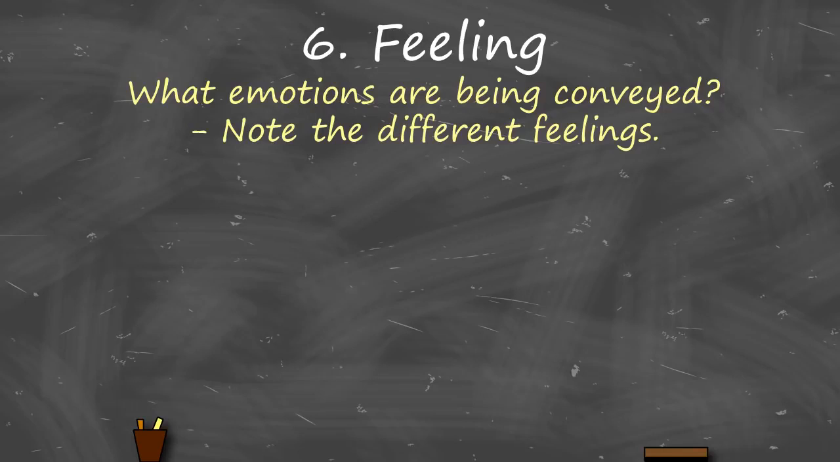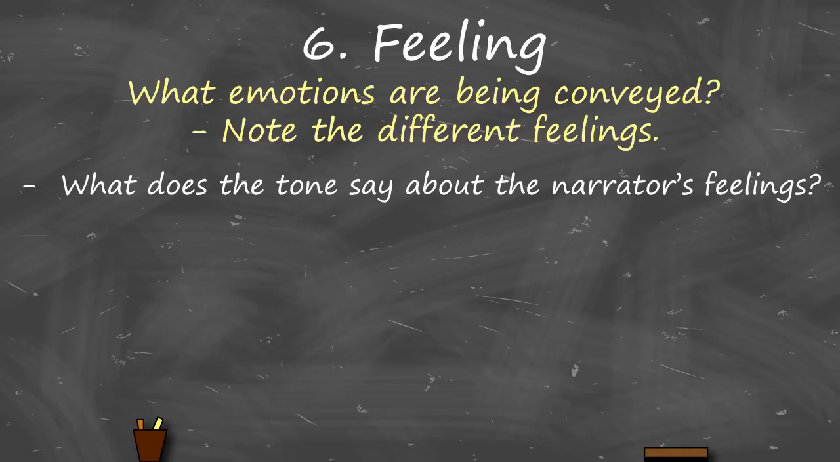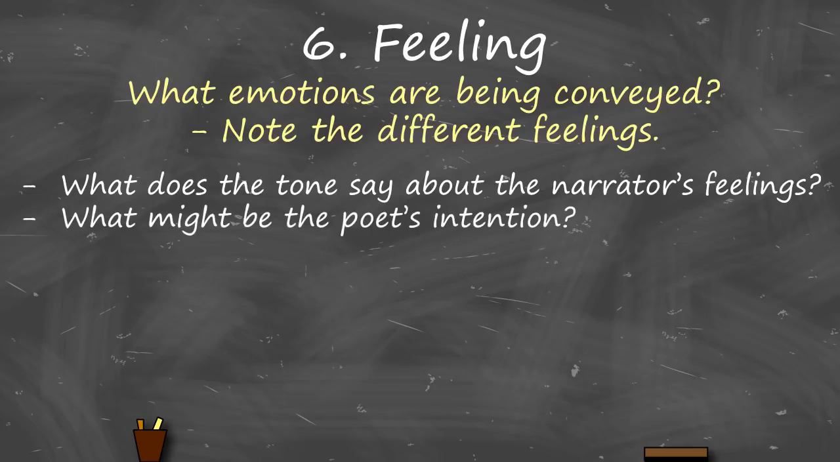Step 6. Feeling. Analyse the different emotions being conveyed. What does the tone tell us about the narrator's feelings? Does this change throughout the poem? What might be the poet's intention? Who was it targeted at?